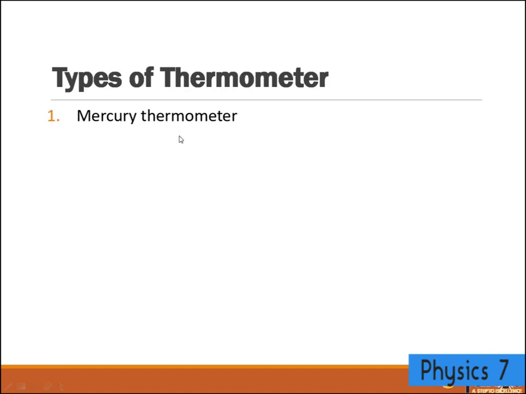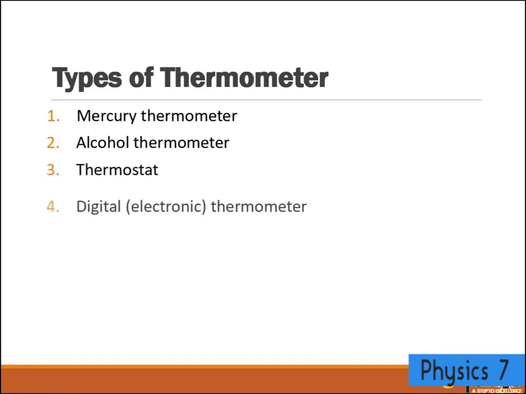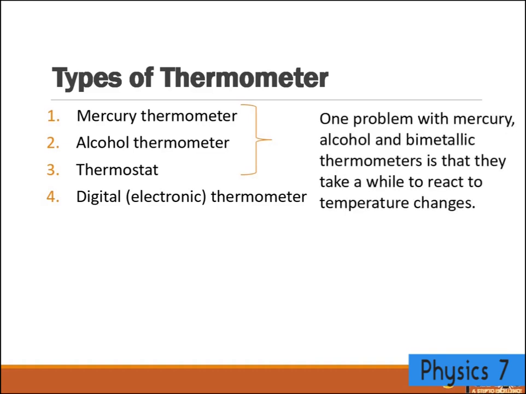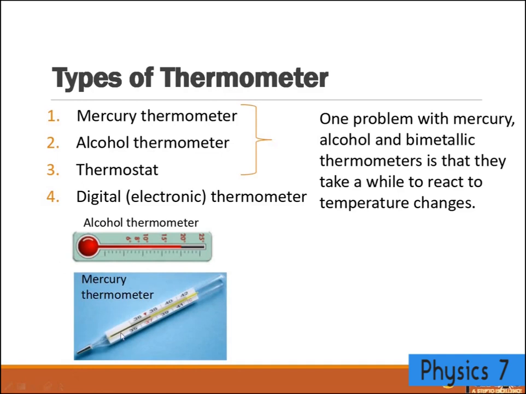Now, as we mentioned, there are different types of thermometers, and we're going to have a look at the various types of thermometers in some detail. So let's start off by looking at the first one, which is a mercury thermometer. Mercury thermometers work on the basis of thermal expansion of mercury, and the mercury expands with increased temperature.